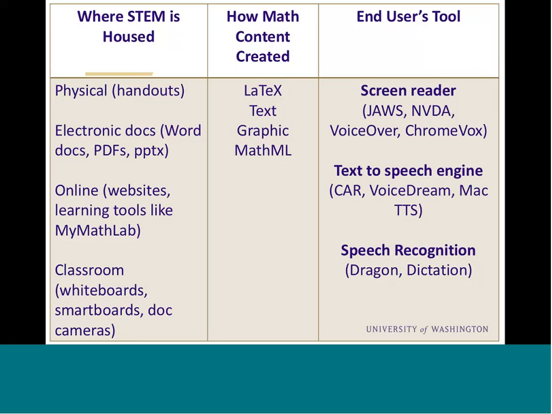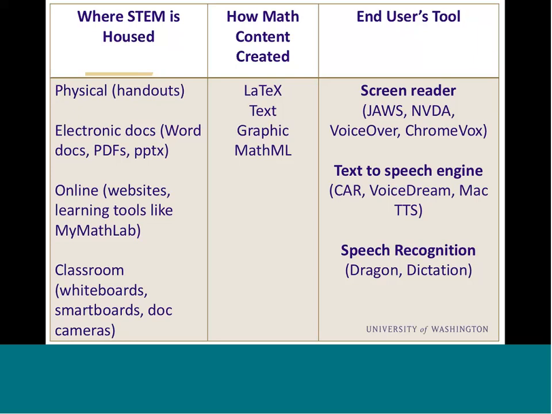And so it's not a perfect relationship between these three different columns. So for example, MathML is really not supported in PDFs. So PDFs plus MathML, not really an option. And because MathML is not really an option in PDFs, you really can't use, for the most part, a text-to-speech engine with a PDF that contains math.